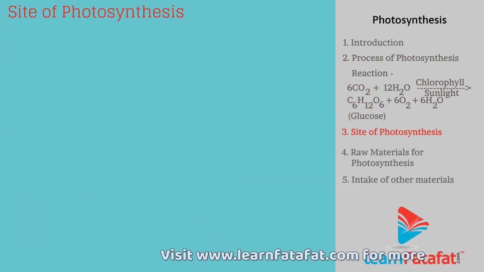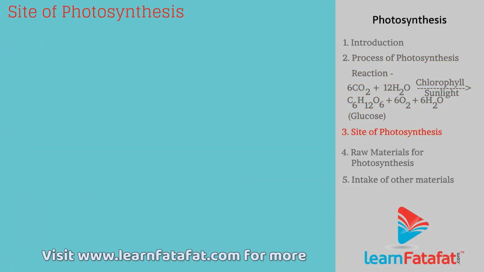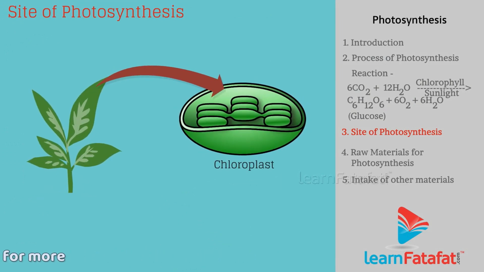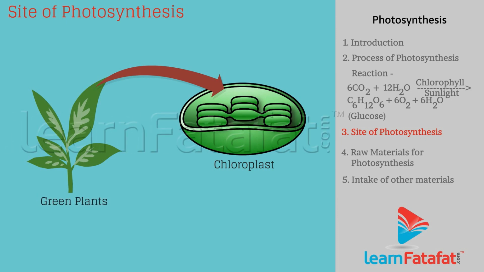Site of photosynthesis. Photosynthesis occurs in chloroplasts. Since chloroplasts are only present in green plants, hence only green plants can produce food by photosynthesis.